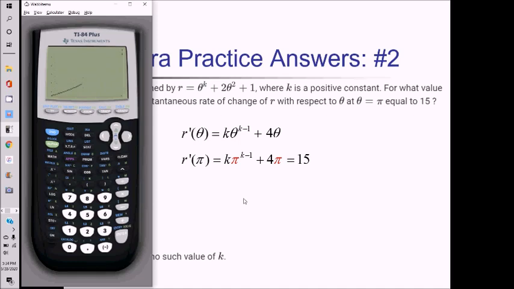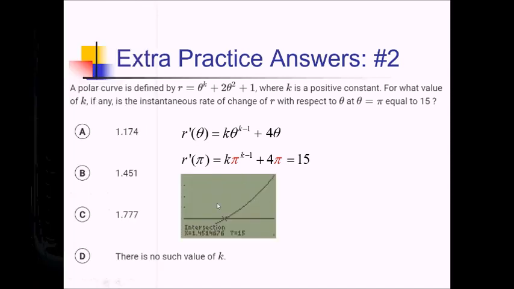So there is the left half of my equation, this k pi to the k minus 1 plus 4 pi. There's the 15 cutting through, and we do see an intersection. We do. Let me do second trace 5 for intersect. And let me just move my spider here, press enter 1, 2, 3 times, and that comes out to exactly 1.451. So there was my picture, there's my value, and that's my k value, which gives me answer choice B.